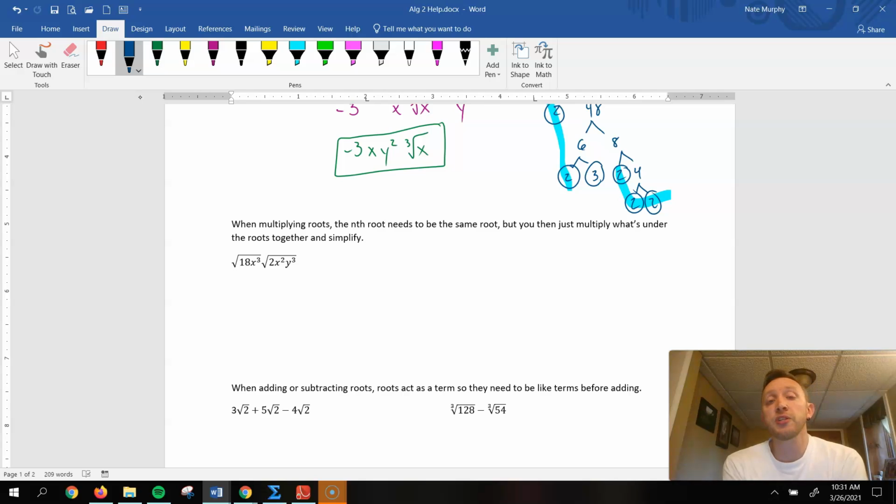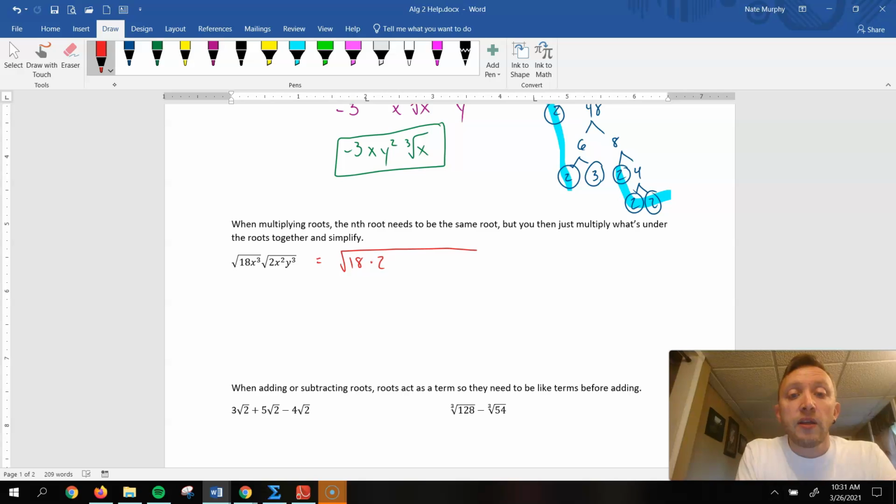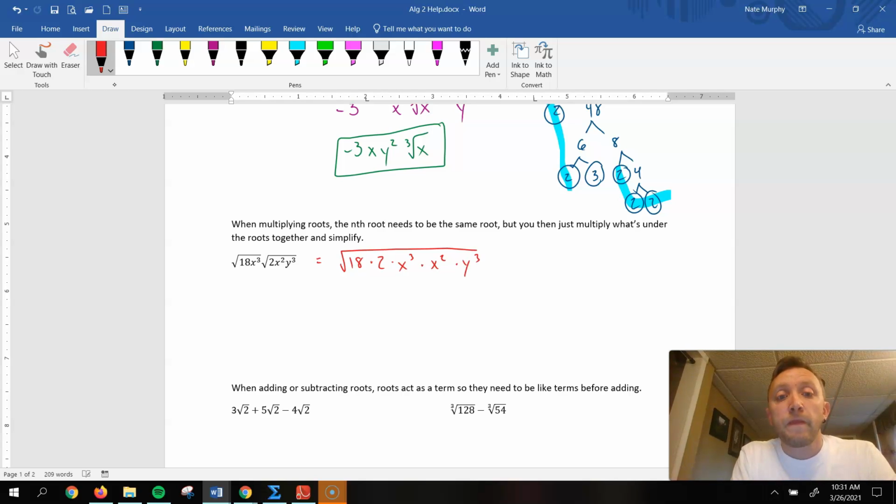And then what you're going to do is you're just going to multiply whatever's under the root together. So for this one, I see that we have a square root. They're both square roots, so I'm going to put both of these under the same root. So we would have 18 times 2. I'm going to multiply those together. Then we would have an x cubed times an x squared, so we're going to multiply those together. And then we would have a y cubed.